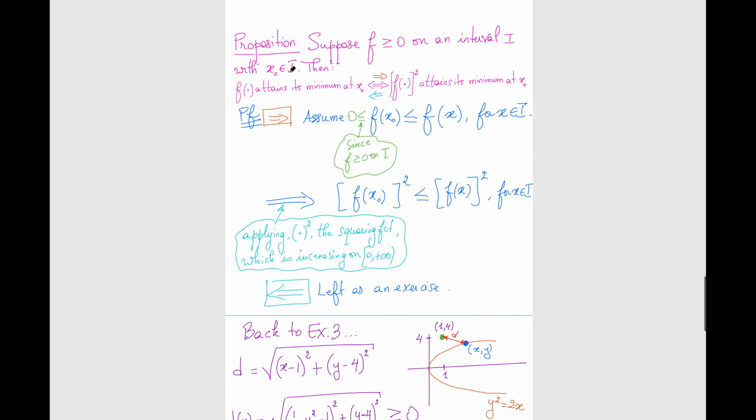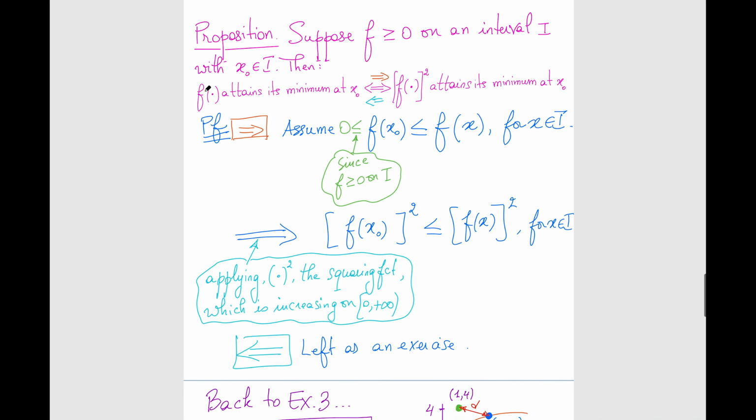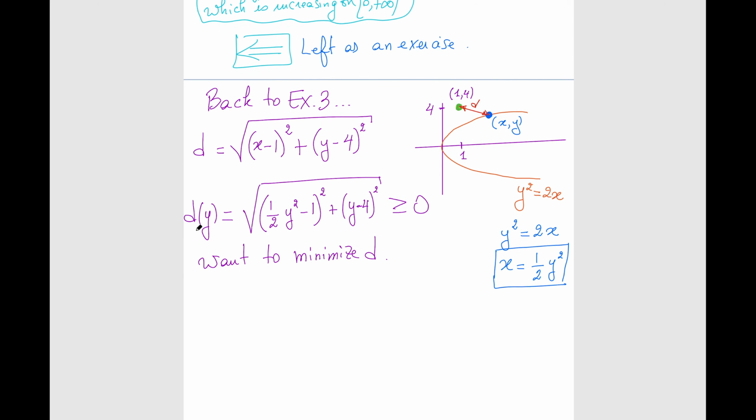With x naught in I, that point is the desired point where the function is going to reach its minimum. Well, the function d attains its minimum at a certain point if and only if the function d squared is attaining its minimum at that point. So instead of dealing with d, which has this square root in it and is annoying to handle, it's not impossible, it's just a little convoluted, let's say.